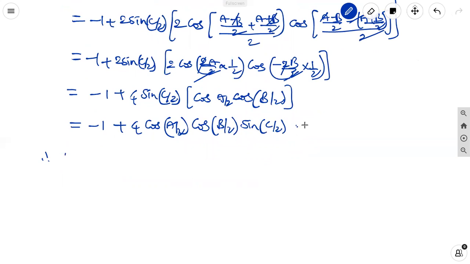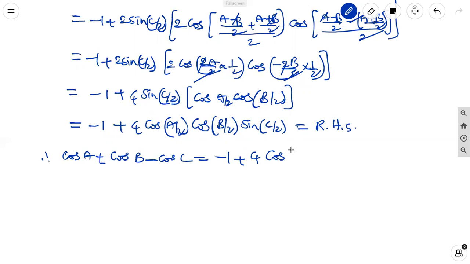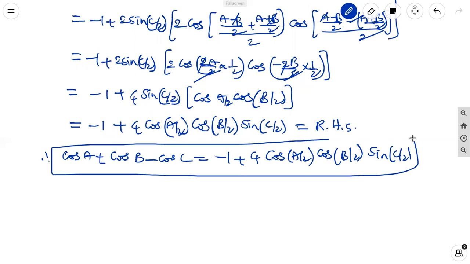Therefore, it is equal to RHS. LHS is cos A plus cos B minus cos C, which is equal to minus 1 plus 4 cos of A by 2, cos of B by 2, sin of C by 2. It is the solution.